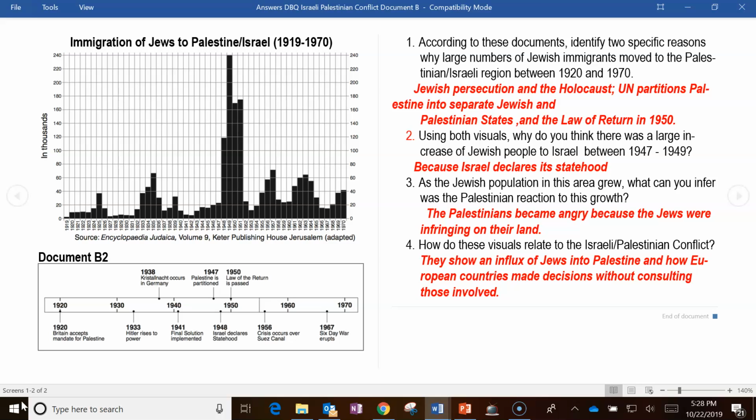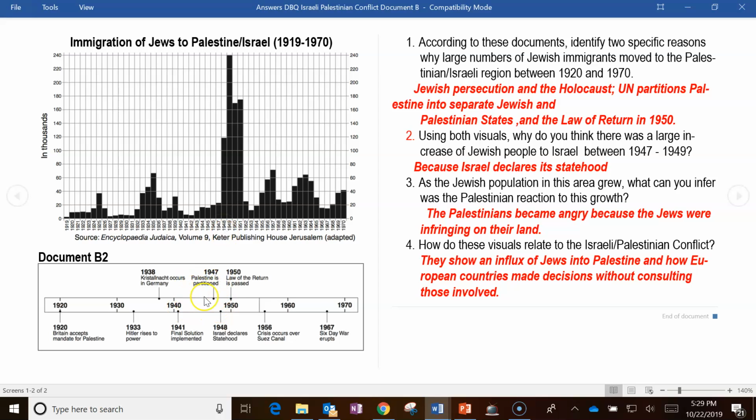And question number 1 says, according to these documents, identify 2 specific reasons why large numbers of Jewish immigrants moved to the Palestinian-Israeli region between 1920 and 1970. So what I had the kids do today in class was look at where we saw the largest influx or migration of Jewish people to the Palestine-Israeli area. We took a look at those dates specifically to figure out our answer.